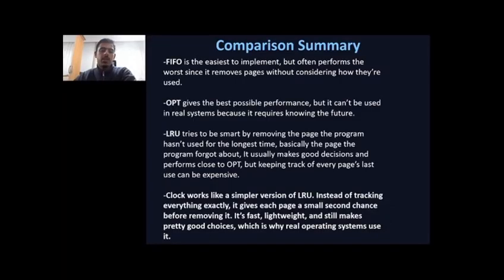Hello everyone, my name is Obaid. Let's continue our presentation with the comparison summary. The first one is FIFO. FIFO is simple to use but usually gives poor results. The second one is OPT. OPT is the best in theory but impossible to use in real life. The third one is LRU. LRU makes smart choices but is costly to track. The fourth one is clock. Clock is fast and gives good results with less overhead. Each algorithm has its own strengths and weaknesses.